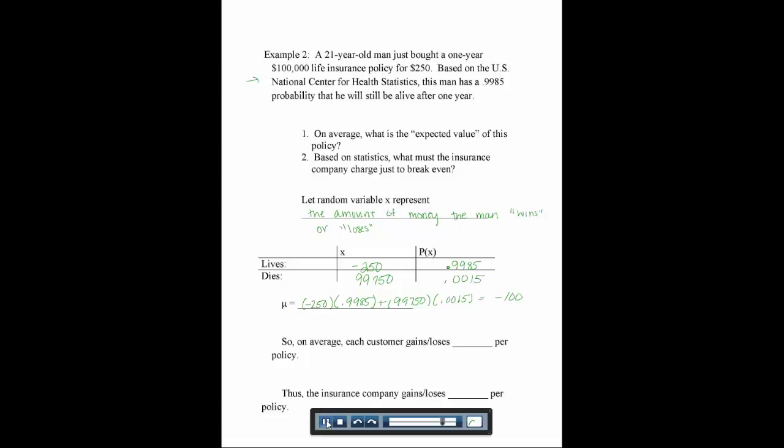Now, he's only going to be 21 years old once, so this average doesn't mean much to him. What it really means is that the insurance company is making $100 per person on average. Each customer loses $100 per policy, but where is that $100 going? It's going to the insurance company. So if they only wanted to break even, they would only need to charge $150 for the policy instead of the $250.